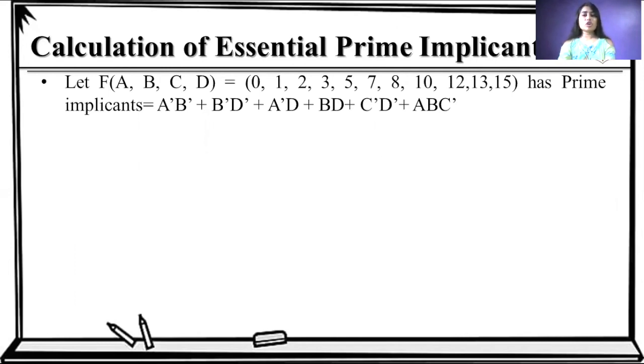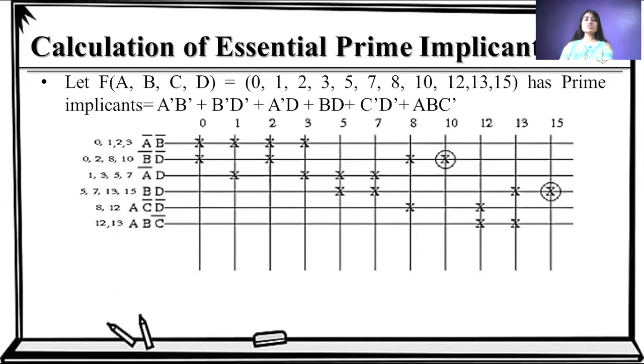So here we have a logical function and we have prime implicants. For this we can make a prime implicant chart. This is how we can make a prime implicant chart: write the terms present in the logical function column wise, and write the prime implicants with their terms row wise. We have A'B' by this 0 1 2 3 term, then B'D' by this 0 2 8 10 term, then A'D by this 1 3 5 7, and so on.